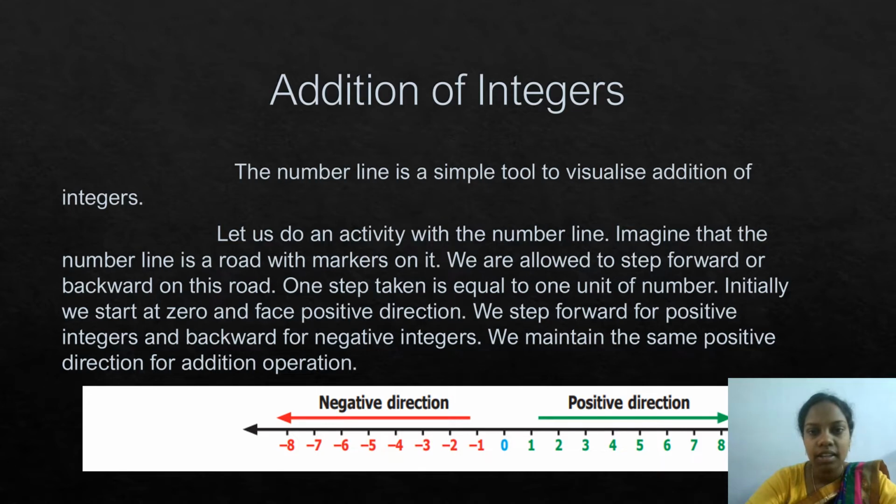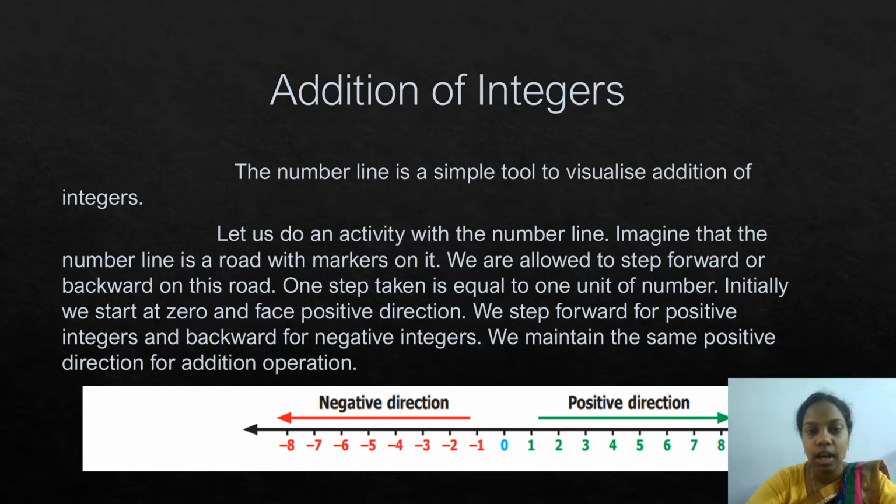Okay, in addition of integers, how do we define it? See, the number line is a simple tool to visualize addition of integers. When we use a number line over here, it will be easy to identify the addition part and the subtraction part. Okay, let's go on with an activity.